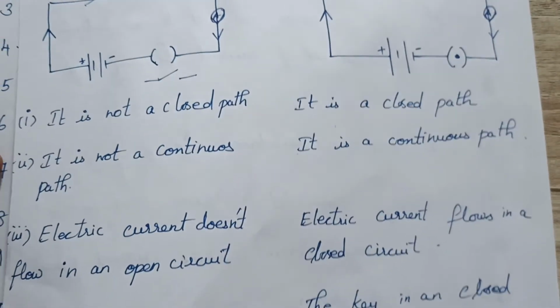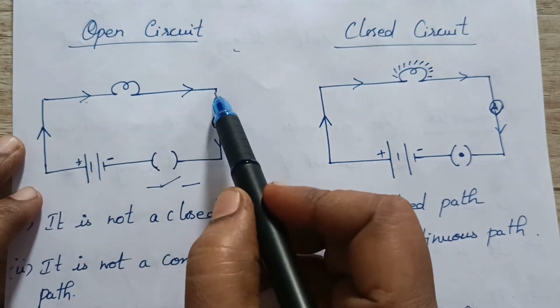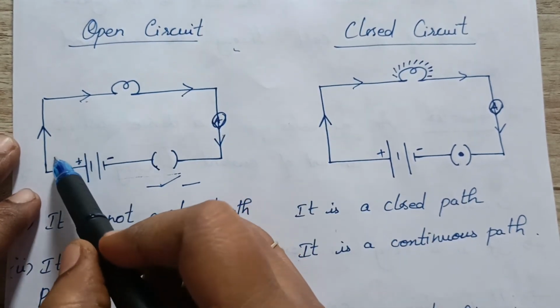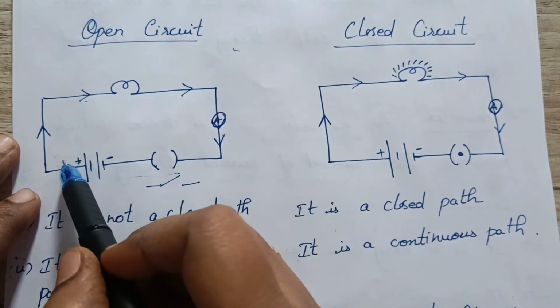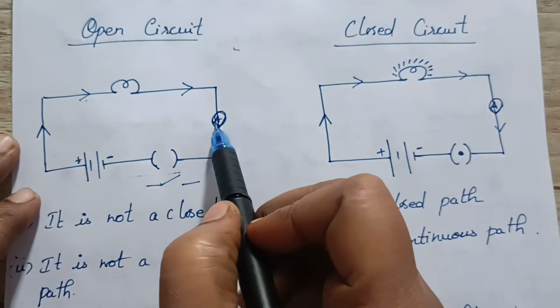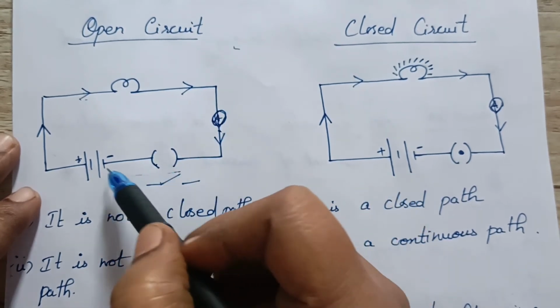See, this is the ammeter connected in series, where throughout this circuit the current will be the same. So when the current is flowing through the ammeter, it will show the correct amount of current passing through this circuit.